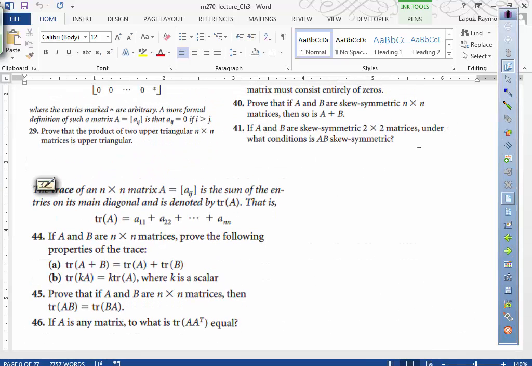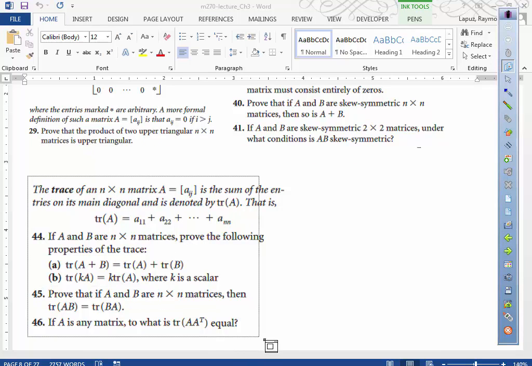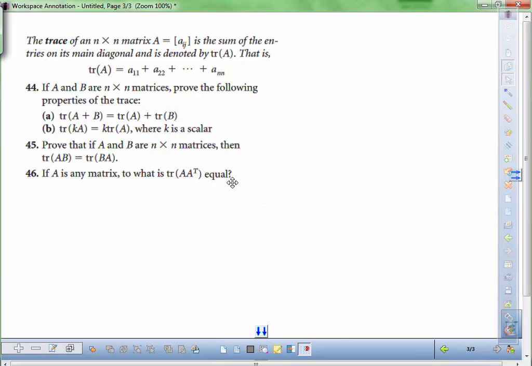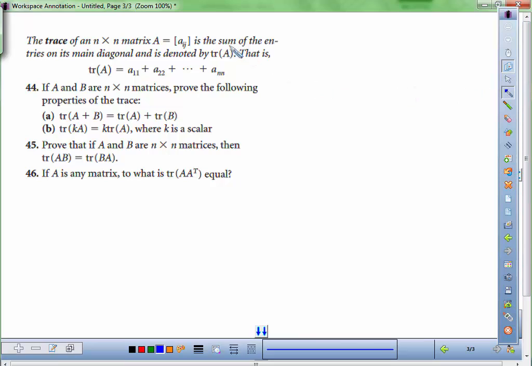The trace of a matrix is a single number that is just the sum of the diagonals. And for this, again, we want to stay with an n by n matrix, a square matrix. So if we take a look at a matrix and we just add the diagonals, then that's the trace of the matrix.